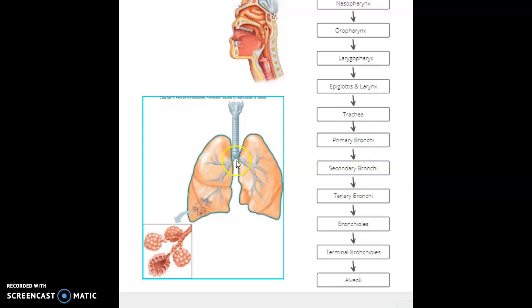Splits one time, that is the primary bronchi. A second time, that is the secondary bronchi. The third time it splits, we refer to it as the tertiary bronchi. Then it splits thousands of times, those are the bronchioles, and the ones that end in those little grape-like clusters are called terminal bronchioles. And those little grape-like sacs themselves are the alveoli.